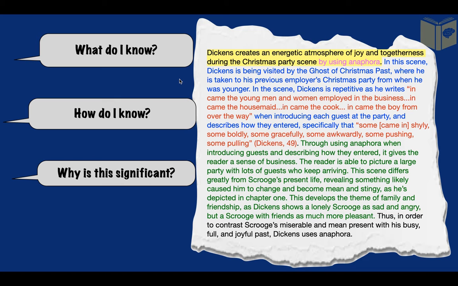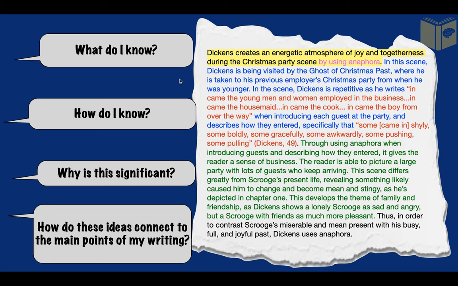Why is this significant? Analyze it. What is the effects of the language used? What does that reveal about the whole character, tone, setting, and plot? And then finally, how do these ideas connect to the main points I'm writing?